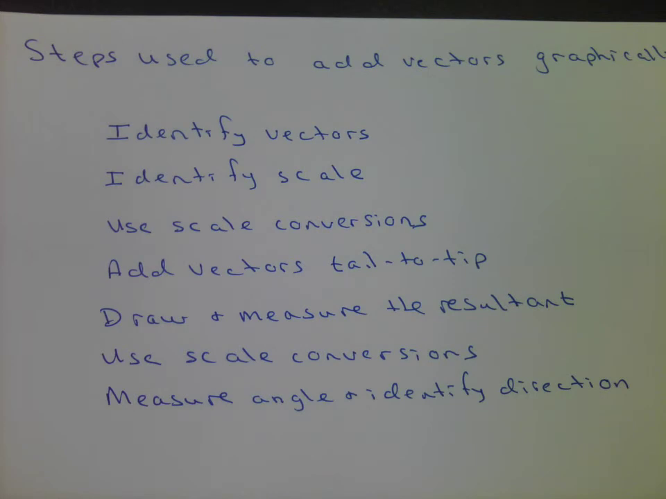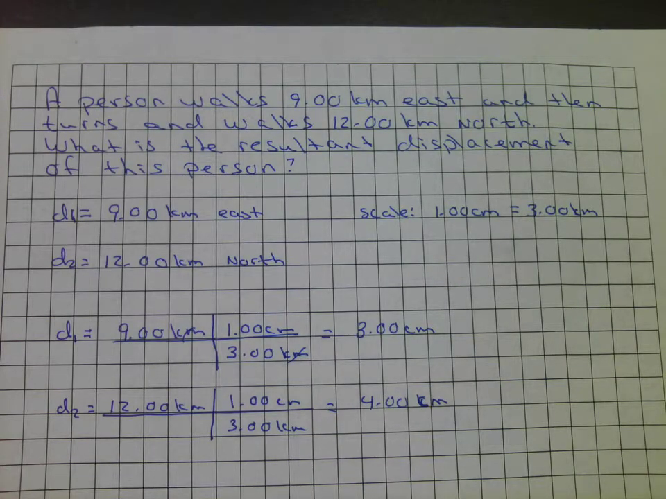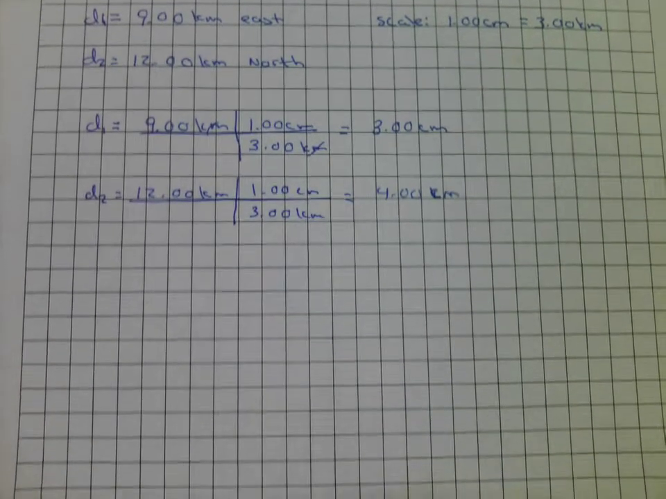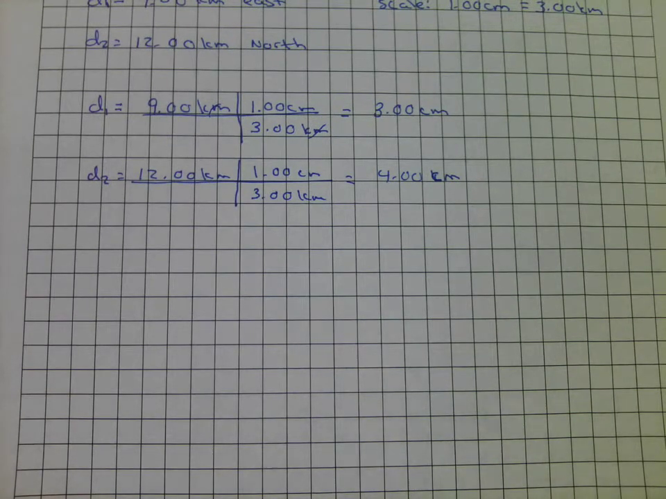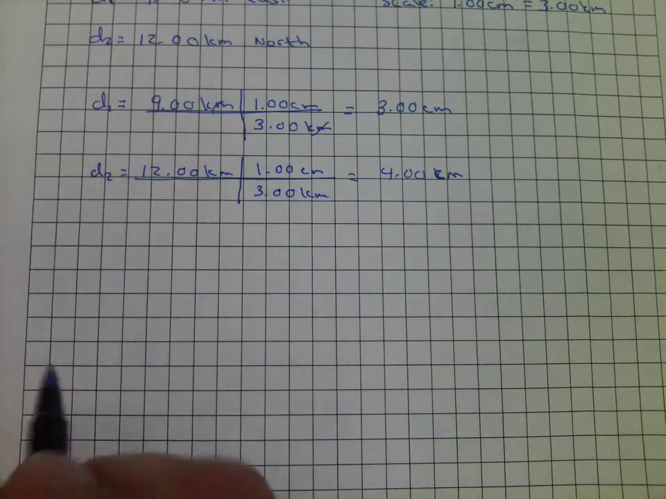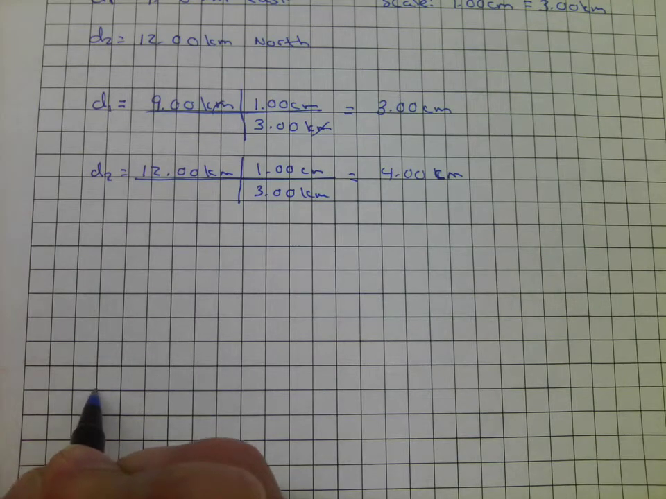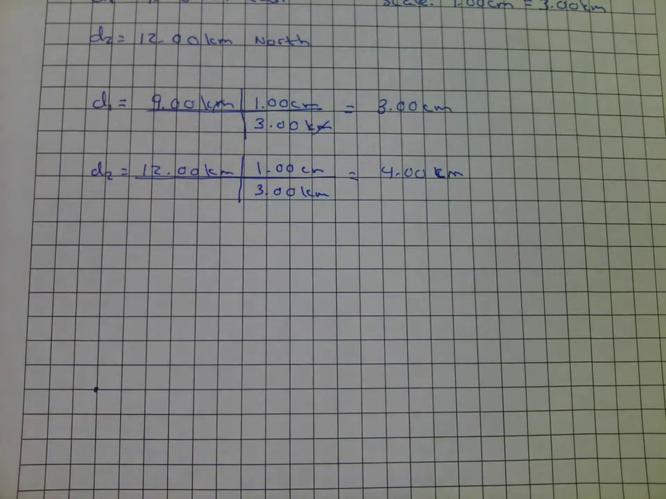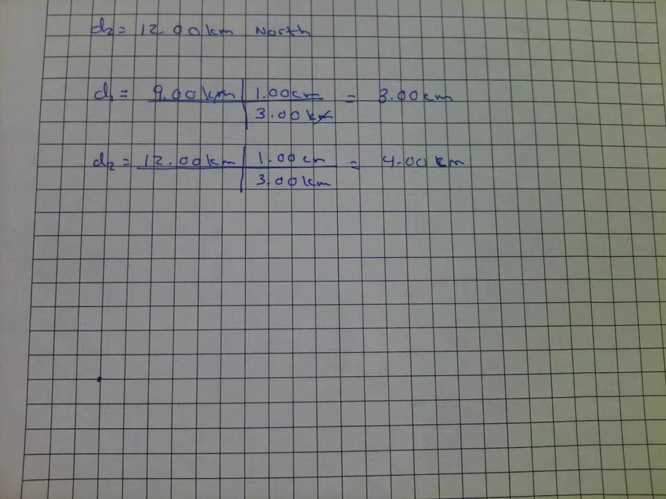We always add vectors tail to tip. Remember, the order in which you add the vectors does not matter. We can have D1 plus D2 or D2 plus D1. We must draw the vectors in their correct direction and their correct magnitude. I'm going to start about here, drawing the vectors. So you pick some reference point on your paper that you're going to draw the vectors.